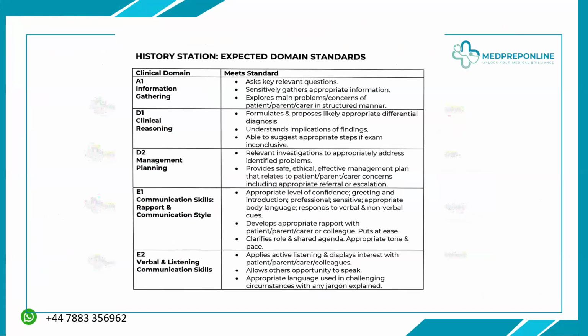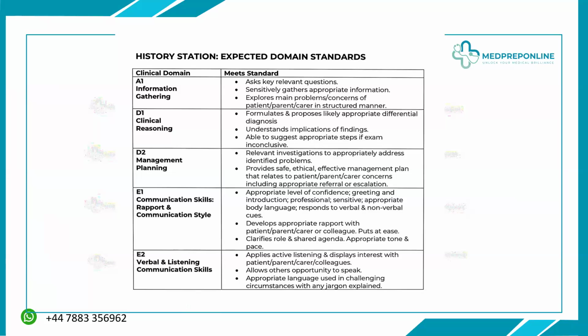In the history station, there are five domains where you will get marked, and these domains are information gathering, clinical reasoning, management planning, communication style, and then your verbal listening and communication skills. In all these domains, you will be marked below standard, meet standards, or borderline. The point is you have to take some good marks in all the domains so that if there is any deficiency in other stations, it can compensate.